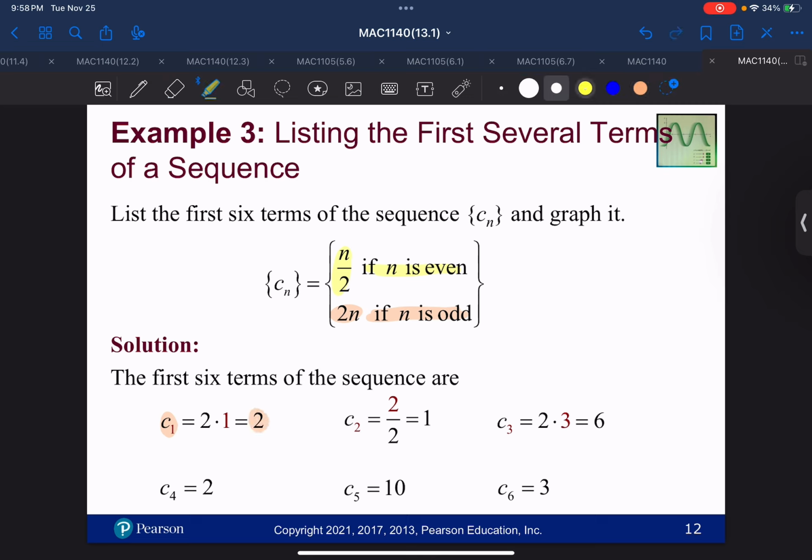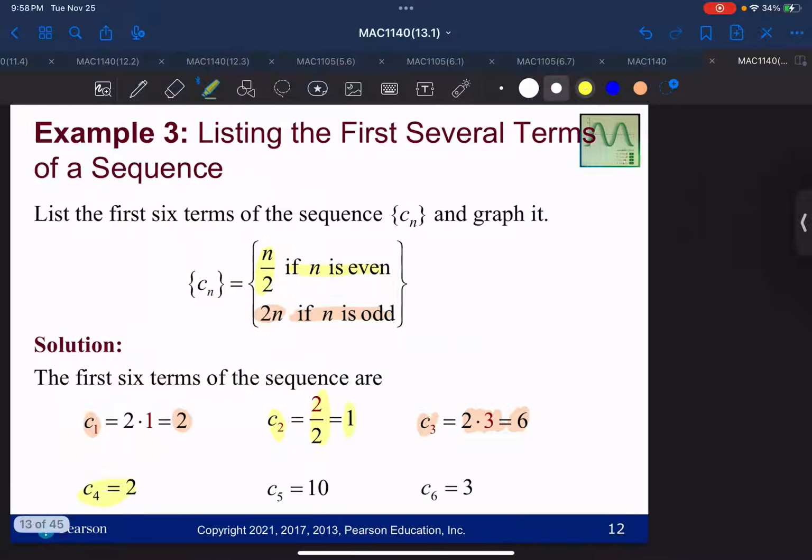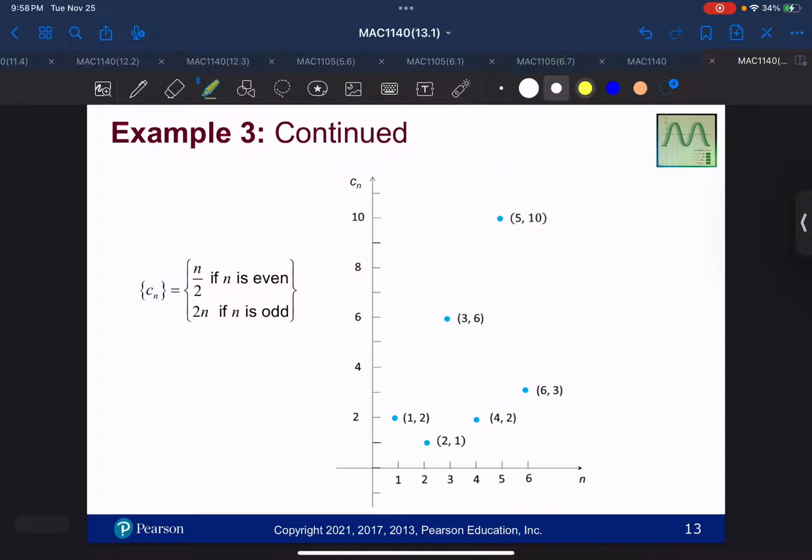And then for the second term, I'd be plugging 2 in for n, which is even, so that would be plugged into the first sequence, which is 2 divided by 2, which is 1. And then 3 is odd, so that would be 2 times 3, which is 6. I meant to use the other color. And then for 4, it's even, so 4 divided by 2 is 2, and so forth. And here is a graph of those points in that sequence.